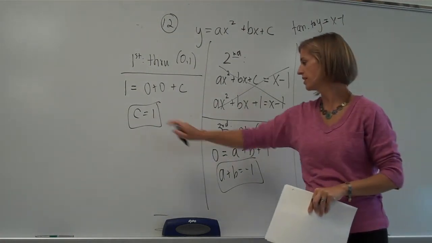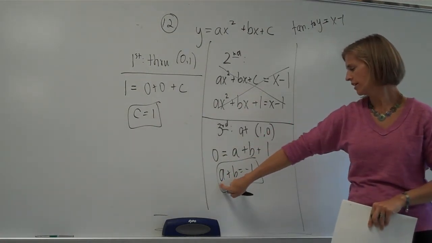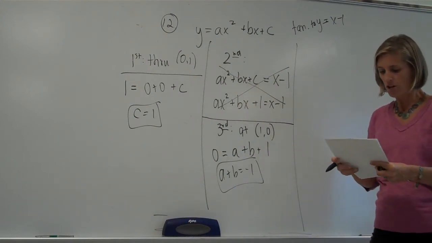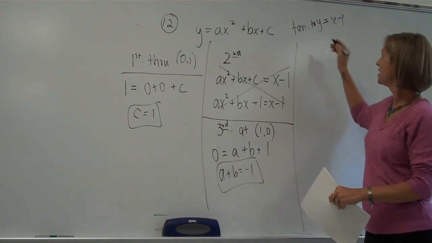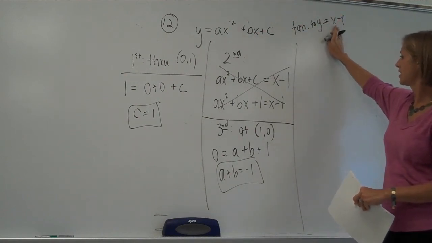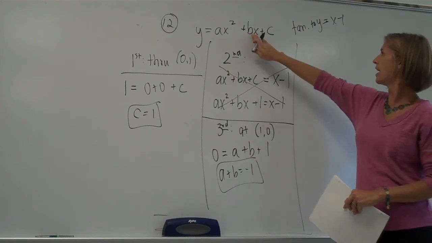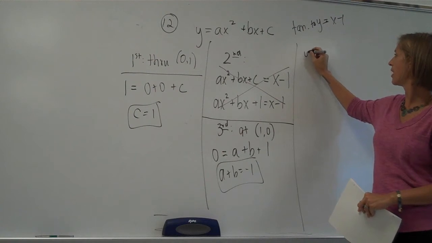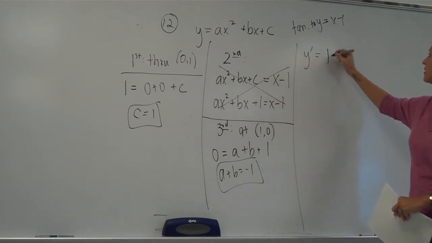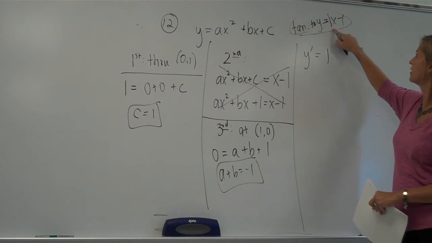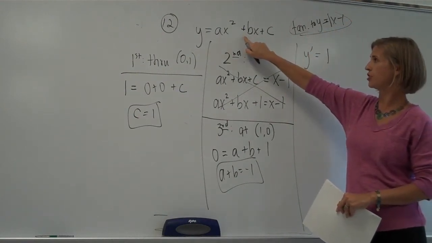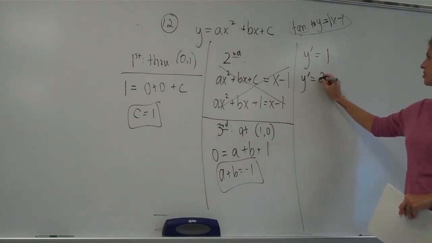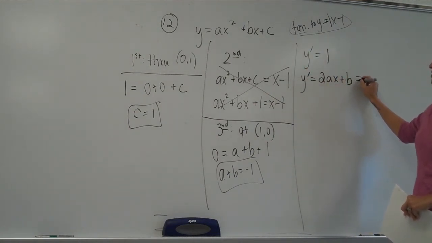Okay, so I know what c is, I know what a plus b is. Once I get a plus b equals something, that should tell me I'm looking for a second equation. So what I also want to know is, since this is tangent to this at that point, I know what the slope of this should be at this point. I know that y prime should equal 1. Because the slope of the tangent line is 1, that's what the derivative of this should be. So if I take the derivative of that, which is going to be 2ax plus b, it should equal 1.